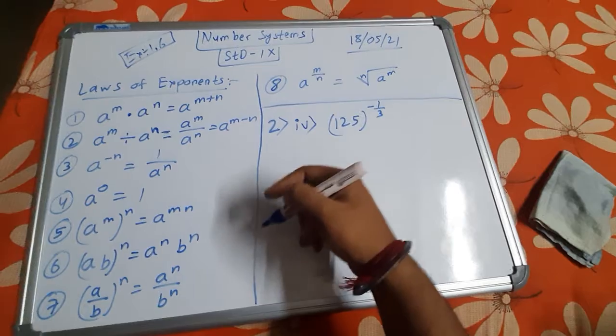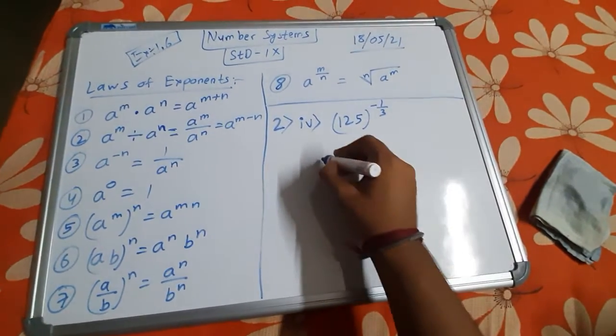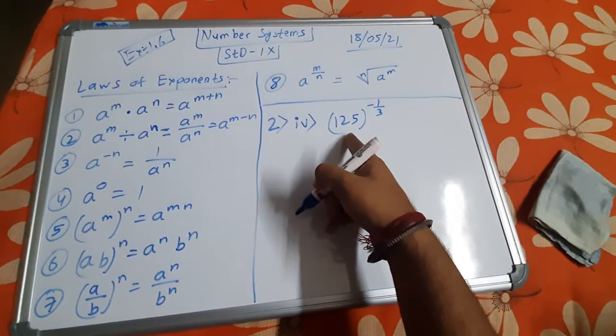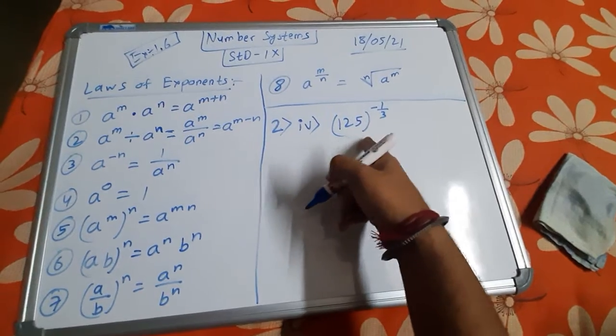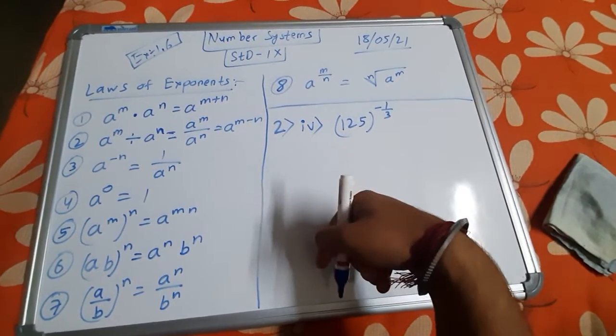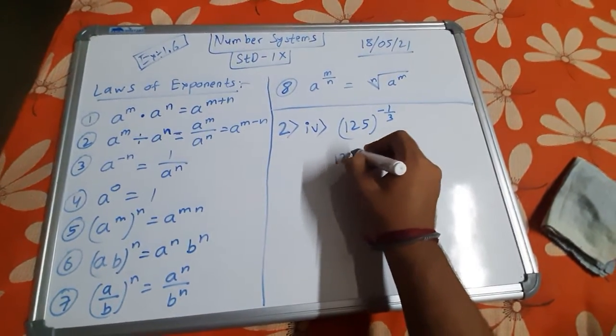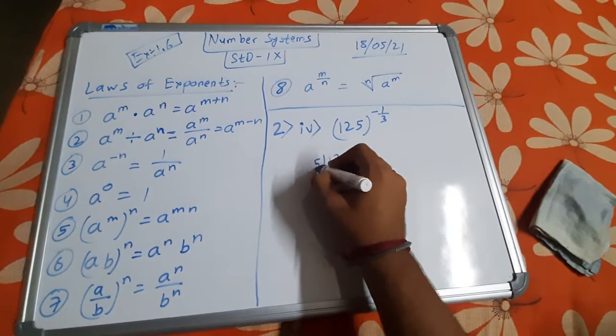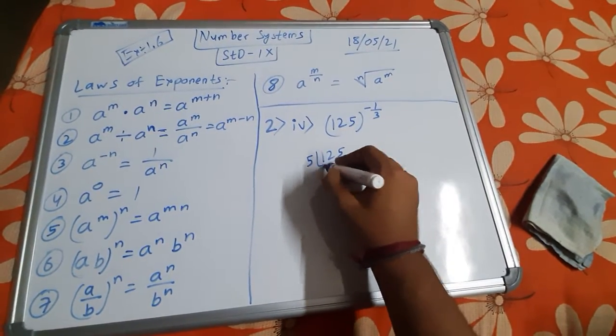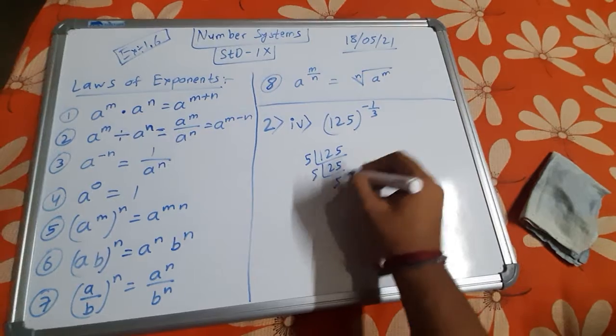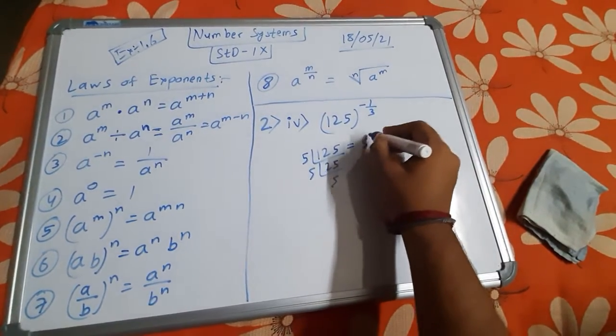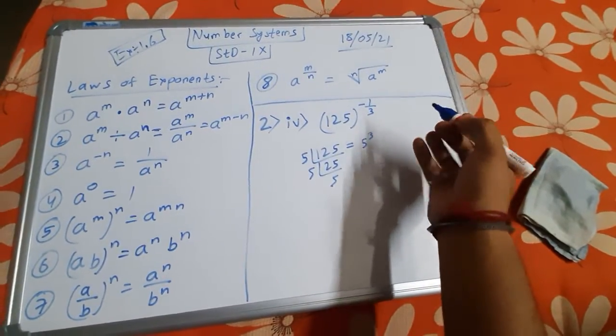How to find it? It's actually very easy. First you have to factorize 125. See, 125 is not a prime number. You have to look for which is a prime number and which is not. 125 is obviously not a prime number, so you have to factorize 125. If you factorize 125, it will go with 5, 25, then again 5, again 5. So that means 125 is equal to 5 cube. So I can write 125 as 5 cube.